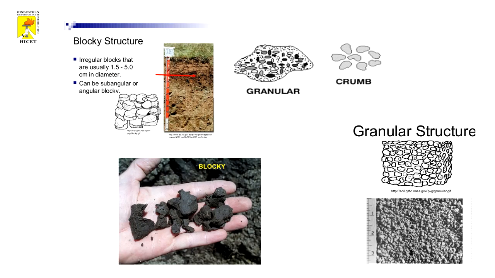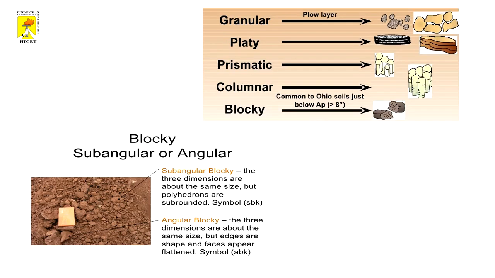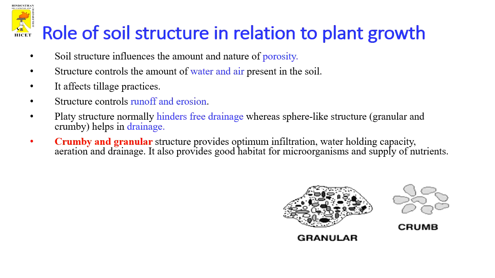These are the real-life examples: the shapes, the size of blocks, the granular structures. This is the granular structure. These are visual representations of the soil shapes. Here are the subangular blocky and angular blocky. Flattened or sharp in shape, or rounded in shape. Based on that, we divided them into angular or subangular blocky.